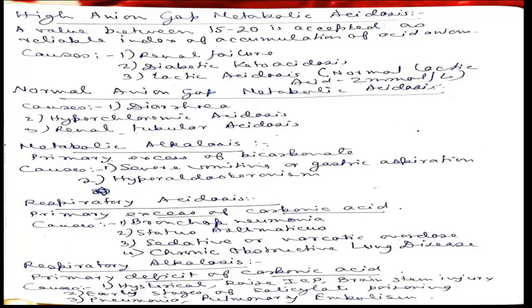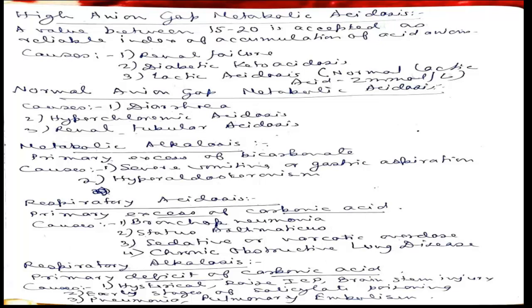Now, some causes of high anion gap metabolic acidosis. When anion gap is between 15 to 20, it is a reliable index of accumulation of acid anions. What are the causes? Causes are renal failure, diabetic ketoacidosis and lactic acidosis. Here we should remember that the normal value of lactic acid is less than 2 millimole per liter. Now some causes of normal anion gap metabolic acidosis: one is diarrhea, next hyperchloremic acidosis and renal tubular acidosis.